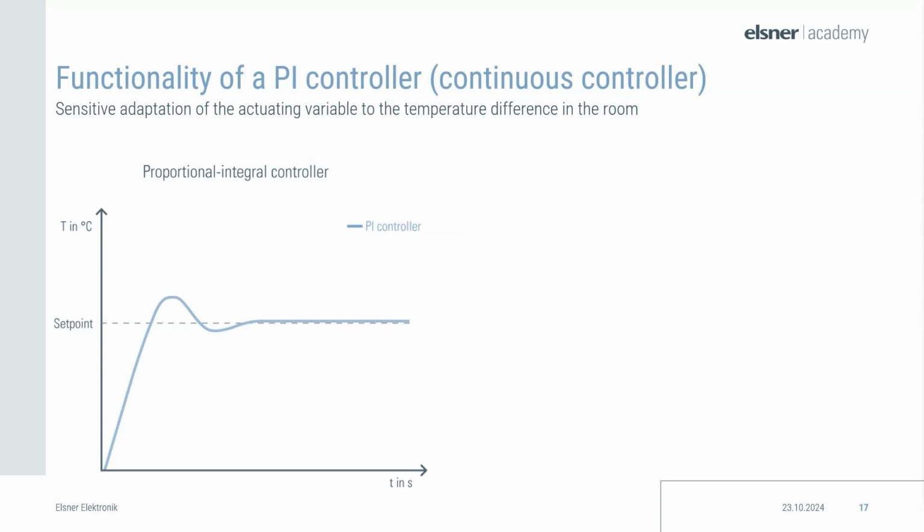In the above example, we have shown you the function of the PI controller and the continuous controller graphically, the light blue line. After switching on the controller, the temperature initially oscillates around the set point and then moves closer and closer to the desired set point. Our room controllers that we will show over the course of the webinars all have this PI control integrated.